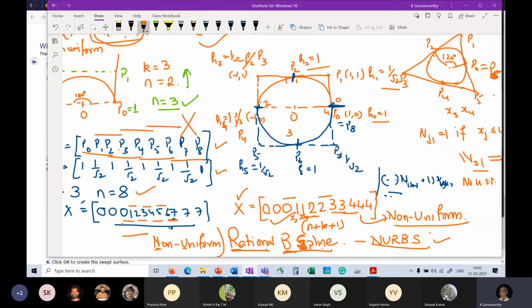Therefore, what will be the H? This is 1. This will be cos of 60 degrees, right? And what is cos of 60 degrees? Is half, 1. And then this is half again, and 1. And this is half again. So I can define a circle with 9 control points.